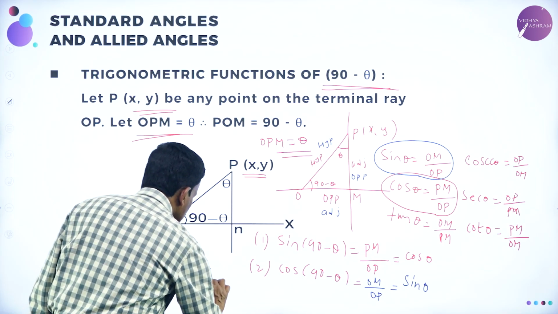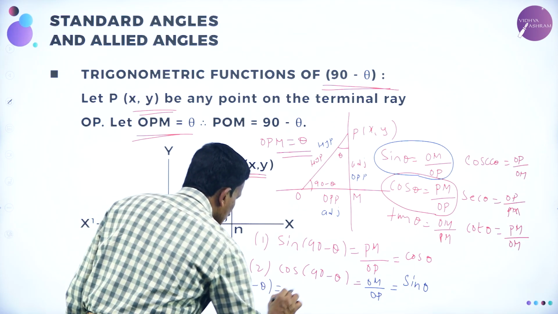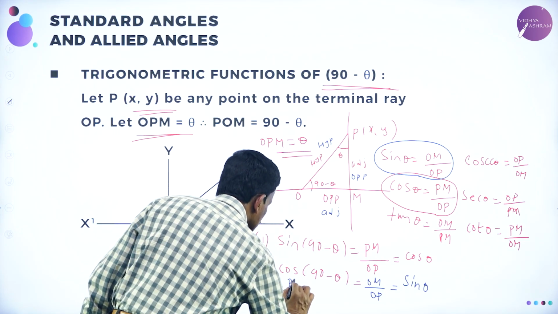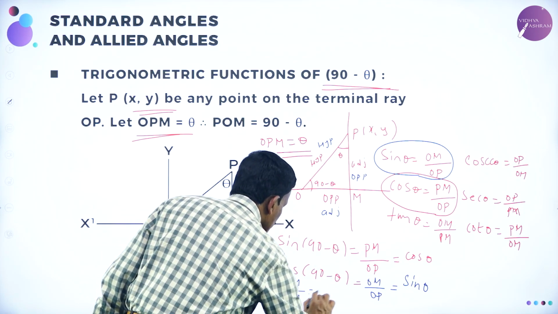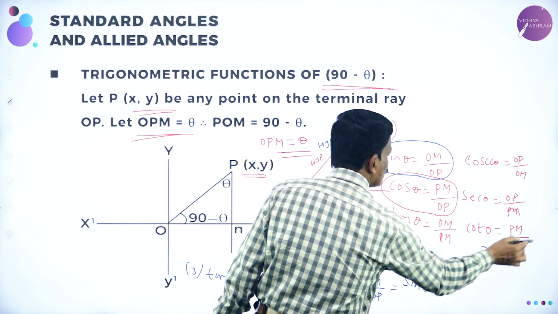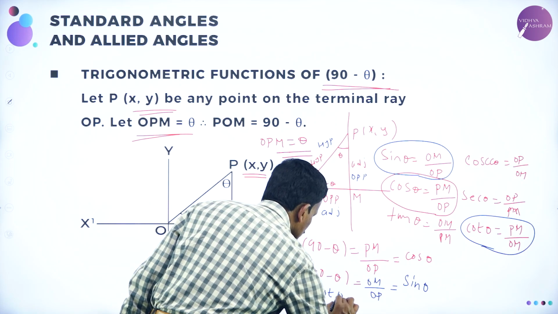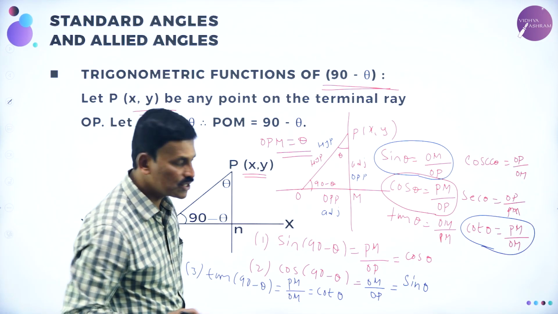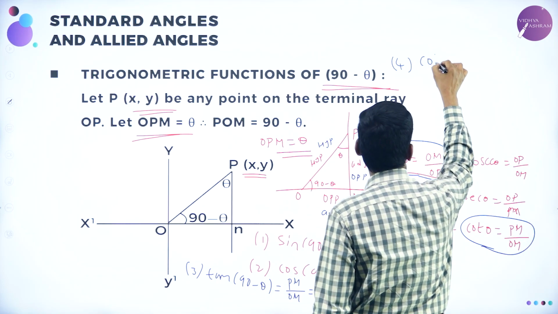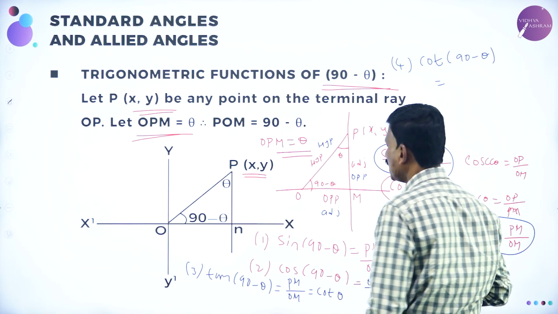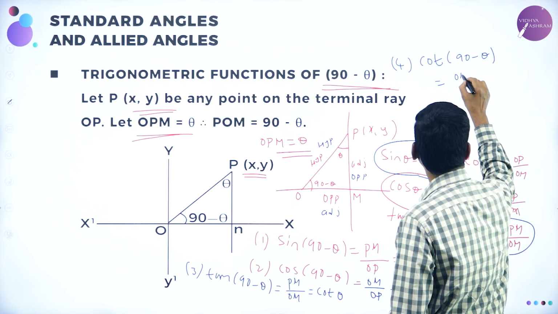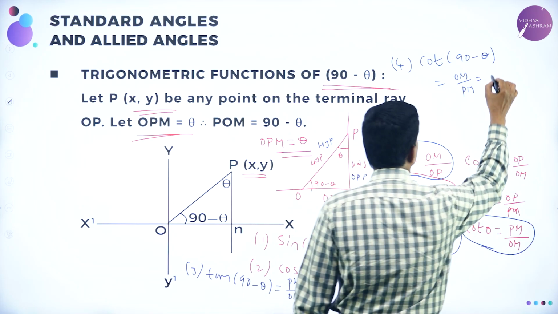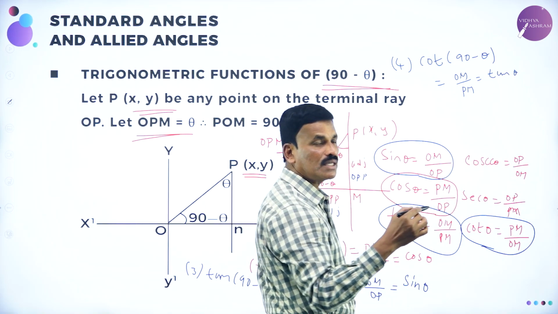Let us come to the third one, tan 90 minus theta. This is opposite by adjacent. What is opposite? PM, divided by adjacent OM. PM by OM is nothing but cot theta. So, sin 90 minus theta is cos theta, cos 90 minus theta is sin theta, tan 90 minus theta is cot theta. Similarly, the fourth one, cot 90 minus theta, is OM divided by PM, which is tan theta. Cot 90 minus theta is tan theta.